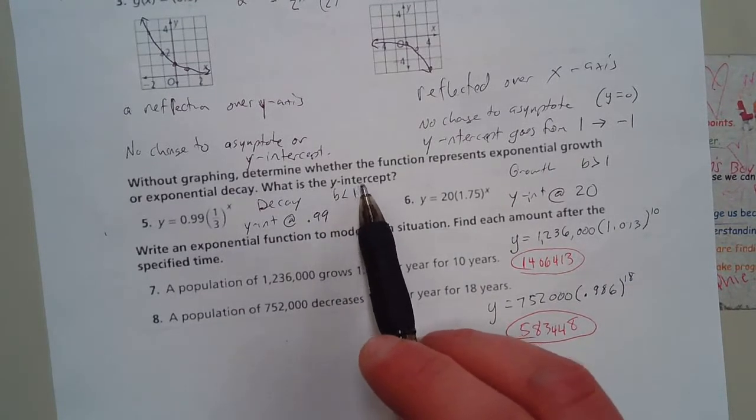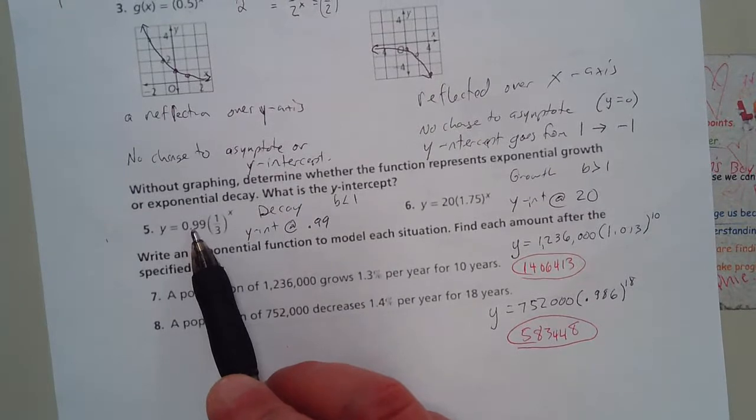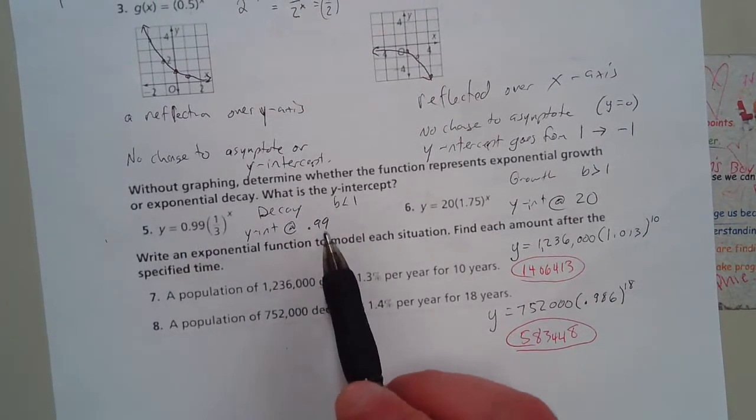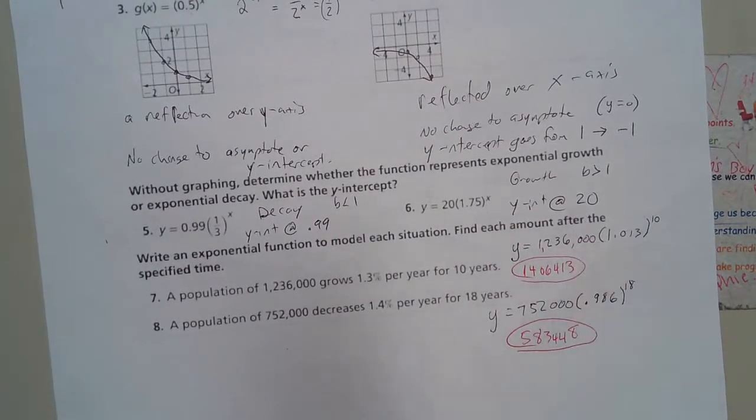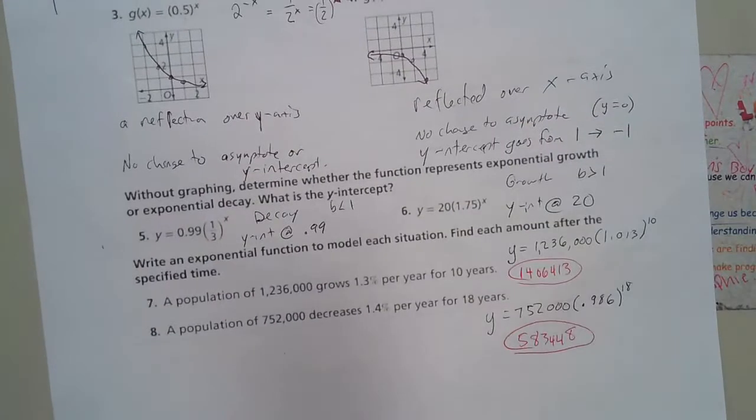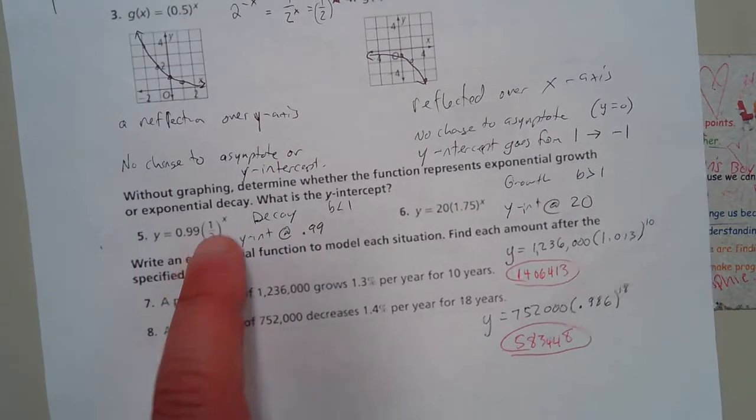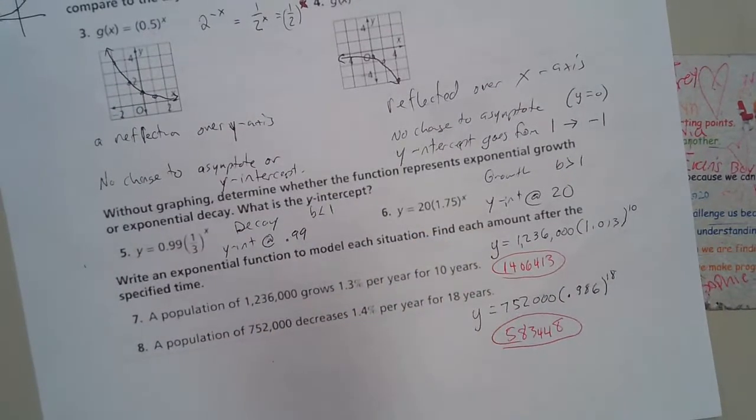Then they ask you what's the y-intercept. And remember, the a value is the y-intercept. So this is going to cross at 0.99. And this one's going to cross at 20. If you ever forget, or you don't believe me, you can graph these and you can see those exact things. If you type this in your y equals and jump to the table, or you click right on the y-intercept if you're using decimals, it'll just show you that coordinate.